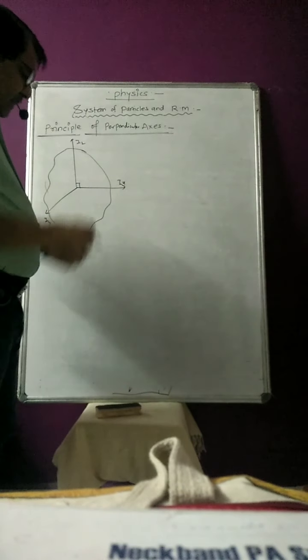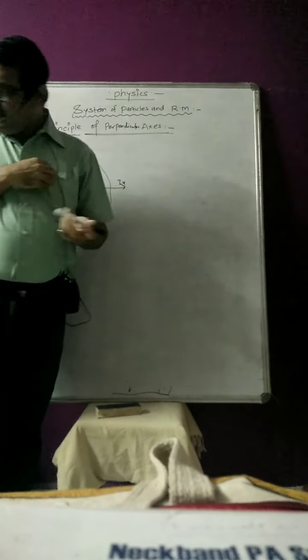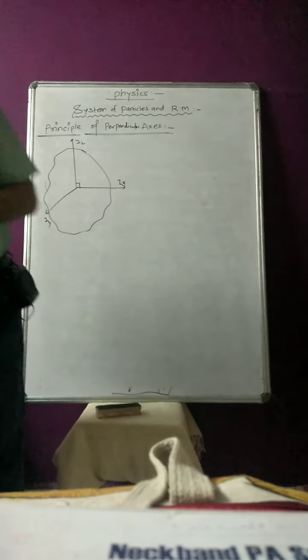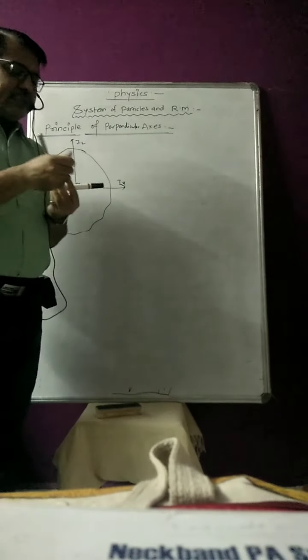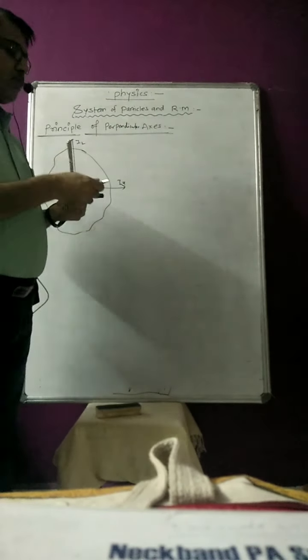How exactly is that theorem? Suppose I want to find the moment of inertia about an axis which is perpendicular to the plane lamina. Suppose this is the plane lamina and this is the axis perpendicular to the plane. You see here, these are the three axes: this is the z axis, this is the x axis, and this is the y axis. You can take x axis, y axis, z axis, anything, but they should be perpendicular to each other.